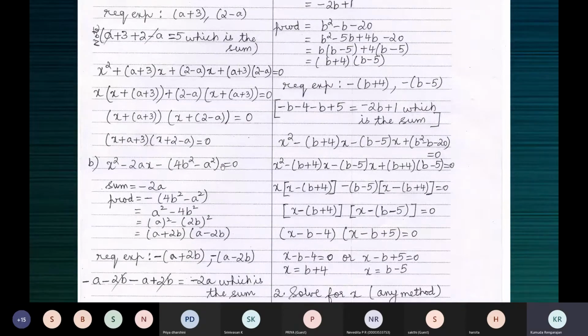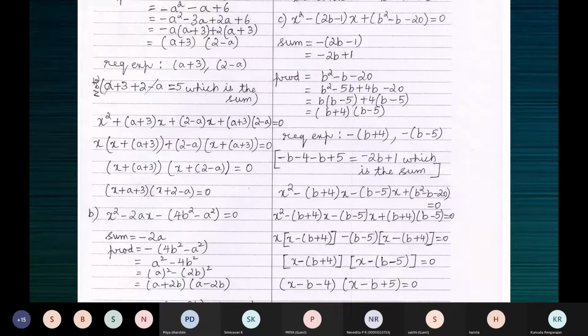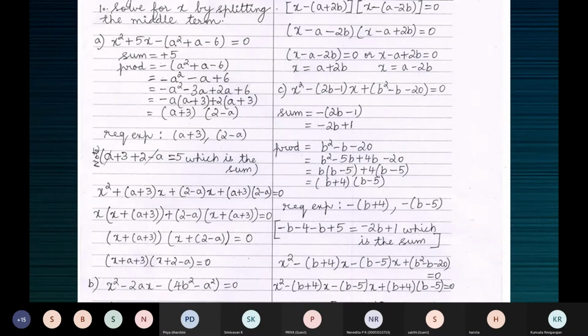Another one like this. Here again, this is a quadratic equation in one variable x, and you are expected to factorize this by splitting the middle term.